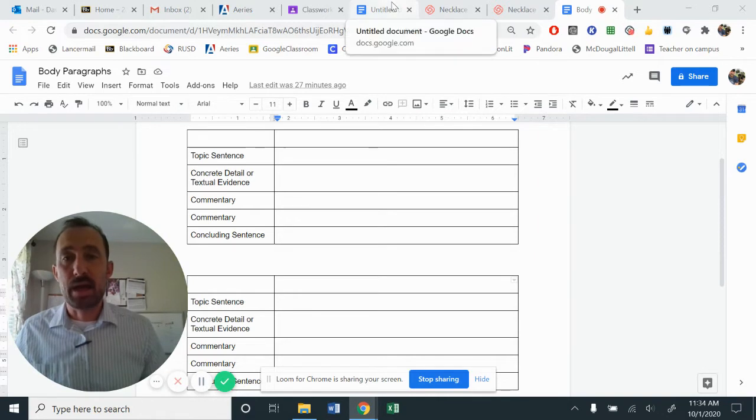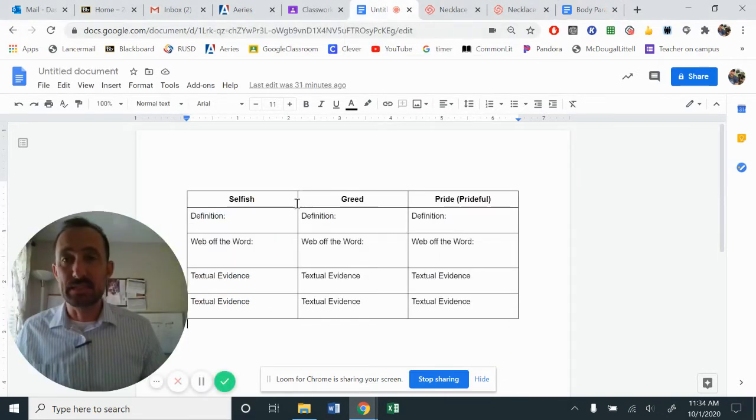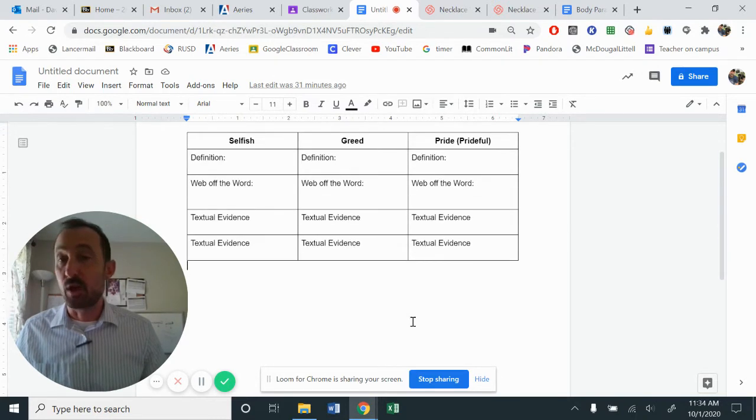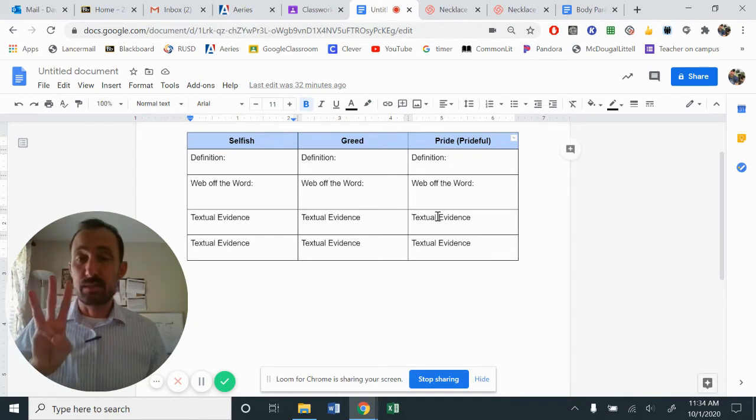Looking at our past document, if you have this document somewhere in your files, please pull it up. It's going to have all of your information for your body paragraphs. We've got the definitions, we've got the web of words, those additional words that we use, and then we have our pieces of textual evidence. Now, you have selected two out of these three themes.